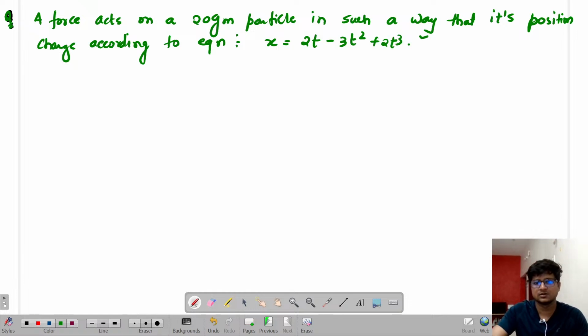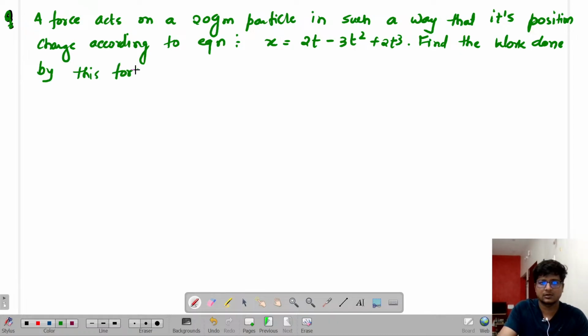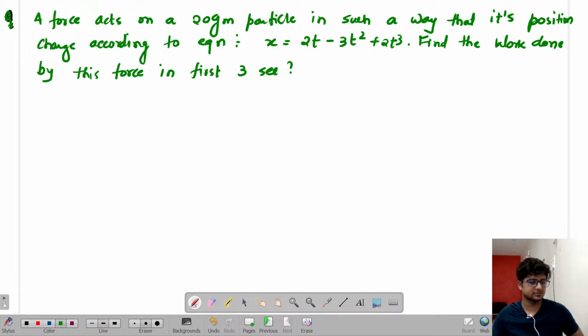Then the question is, find the work done by this force in first 3 seconds. Be fast. In first 3 seconds.